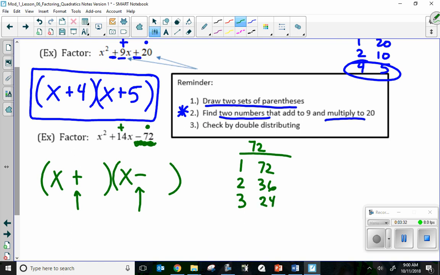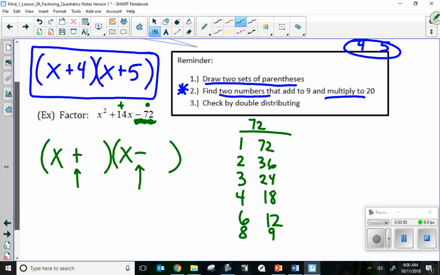Well, all my numbers that multiply to 72 are 1 times 72, 2 times 36, 3 times 24, 4 times 18, 5, 6, and 12. Those are all the ones. One more, 8 times 9. We almost forgot that. Those are all the factors that multiply to 72. Which ones are different by 14? Right here. So 18 and 4 are different by 14, okay? Now, when I say they're different, I would have to take 4 and add 14 to get here. They are separated by 14, okay, right here.